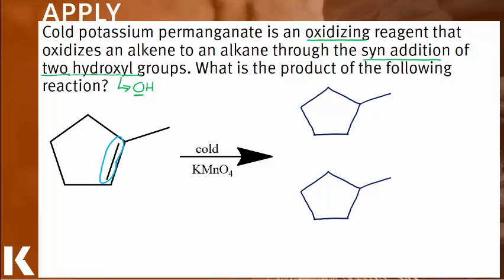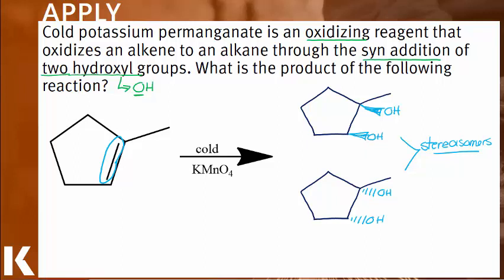Now, there are 2 different ways that we could add these OH groups. We could add them so that they add above the plane of the ring, or we could add them so that they add below the plane of the ring. And we call these 2 different types of products stereoisomers. And this is something we will be covering in a later video. These are 2 molecules that differ in the arrangement of the atoms in space. We have all of the same bonds.